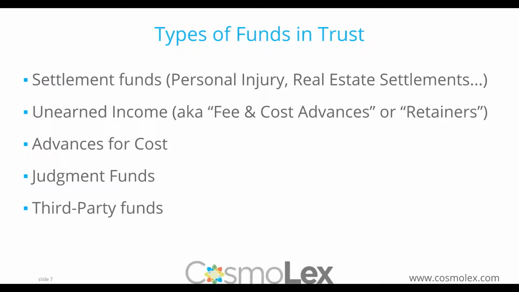All right, so with the trust account, and some of these I've already covered, you can have settlement funds, of course. These are basically going to be dispersed to various parties towards the end of the settlement. Any unearned income, which could be retainers or those fee and cost advances, judgment funds, or third-party funds. Anywhere you're willing to be the fiduciary on those funds, you can go ahead and house that in the trust account. Now, this all seems very straightforward.